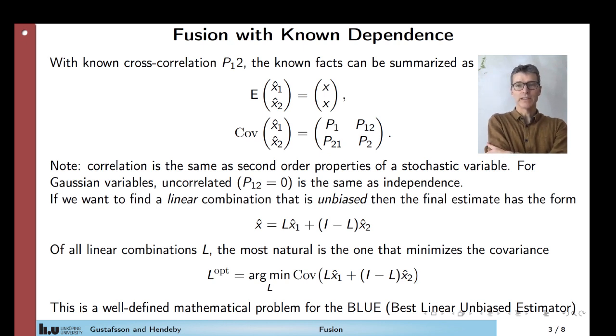Correlation is the same as dependence for Gaussian distributions. But in general distributions, it's the second order properties we talk about, that is the covariance.